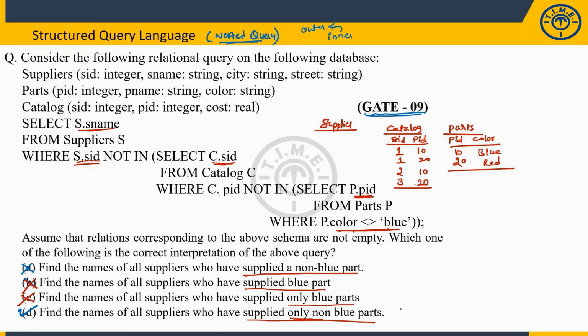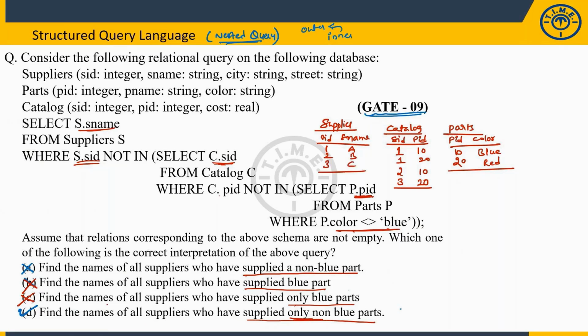Now look, here we have 3 suppliers. Supplier ID 1 supplying blue and non-blue, 2 supplying only blue, 3 supplying only non-blue. Non-blue means red I am taking. So how many suppliers am I getting? I am getting 3 suppliers, that is 1 A, 2 B and 3 C.